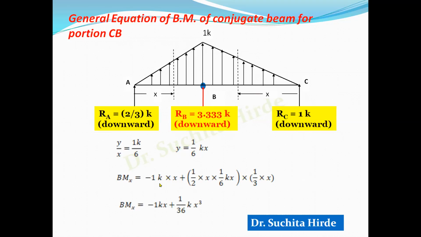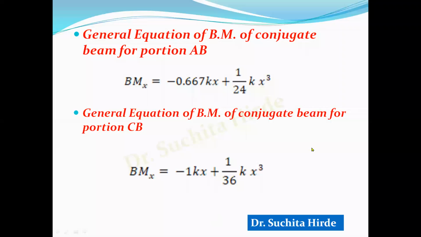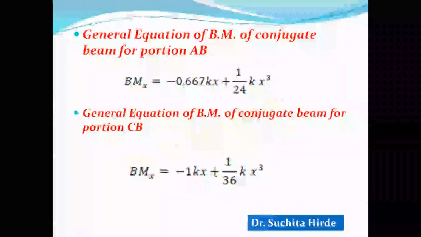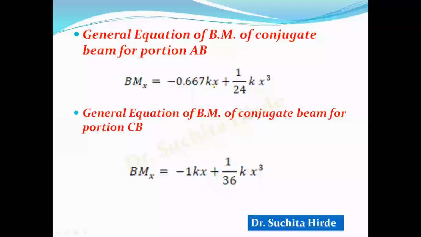When you substitute the value of x, you will get the bending moment at the respective section, which is equal to the deflection in the original beam. So we have derived these two equations. This is the equation for portion AB and this is the equation for portion CB. Now we have to substitute the value of x, which is measured from A in case of AB, that is 1 meter, 2 meter, 3 meter and 4 meter, and calculate the respective value of bending moment. Similarly for portion CB, we are measuring from C and therefore we will get values at 1 meter interval.